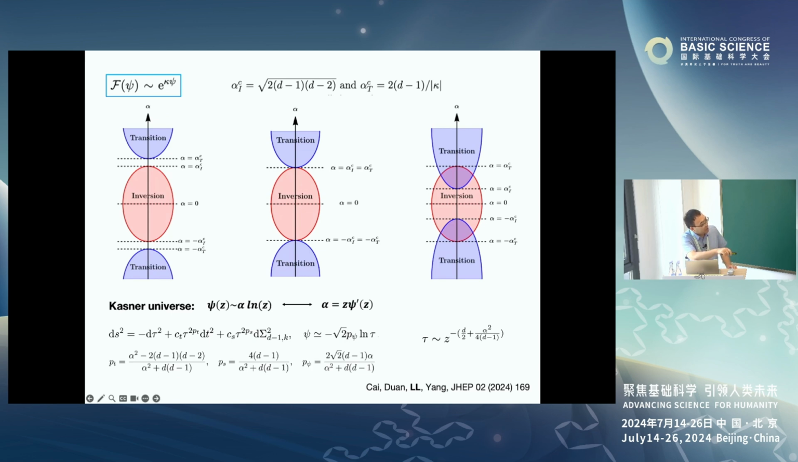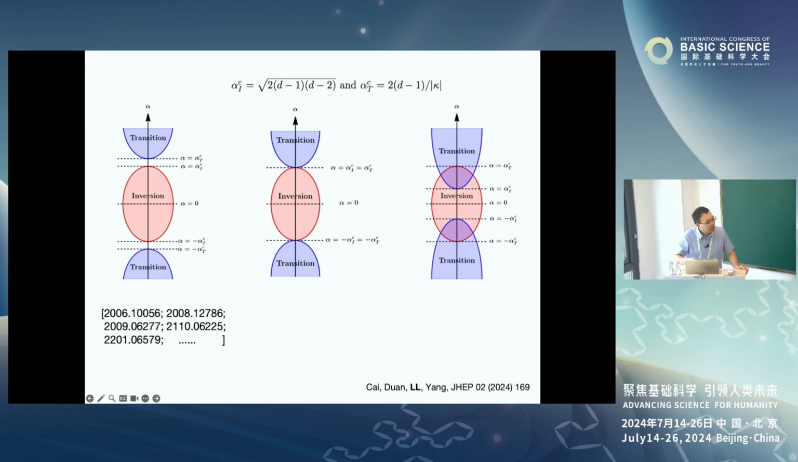So for the Kessler universe, the scalar is just this form. Okay, that means alpha is almost a constant. We can describe it by this very well-known Kessler geometry. Actually, this case can explain many previous numerical works. I just list some works. They found some transition between different universes, and this case can explain almost all these behaviors.